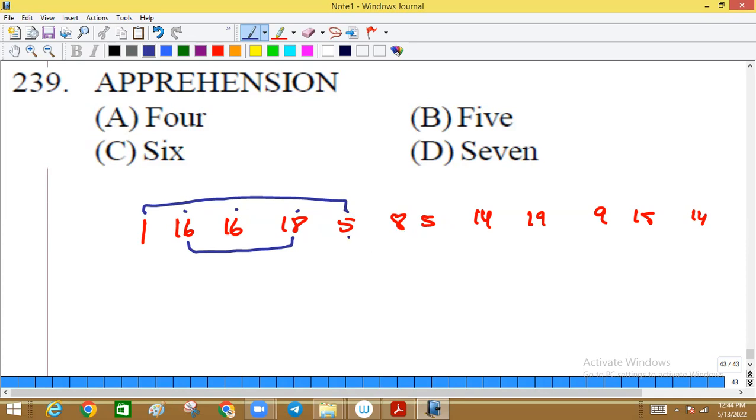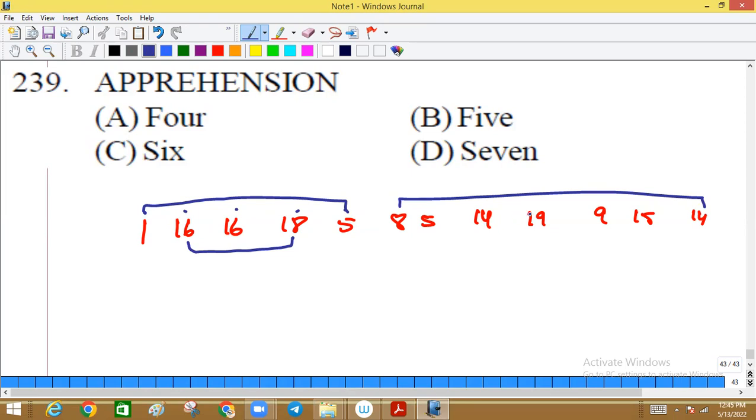Now come to this 5. 5, 6, 7, 8, 9, 10, 11, 12. Matching? No. Check back again. 5, 6, 7, 8, 9, not matching. Come to 8 now. 8, 9, 10, 11, 12, 13, 14. So 8 here is matching. Now check back again. 8, 9, 10, 11, 12, 13, not matching. Come to 5 now. 5, 6, 7, 8, 9, 10, not matching. Check back again. 5, 6, 7, 8, 9, 10, 11, not matching.